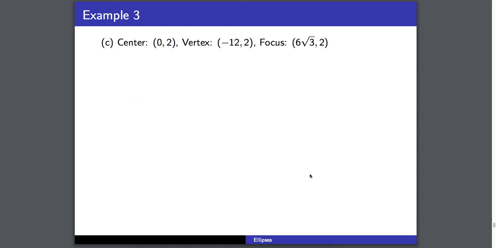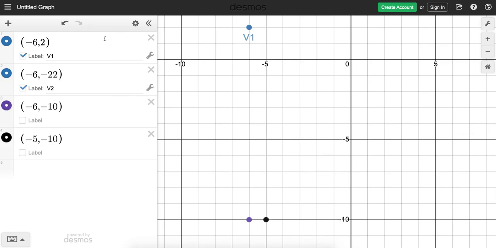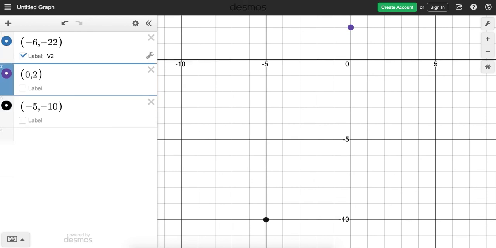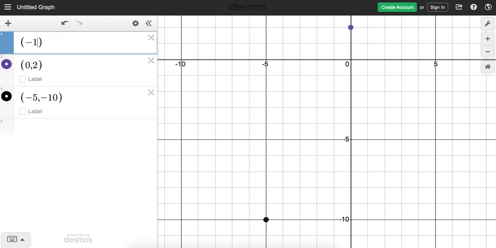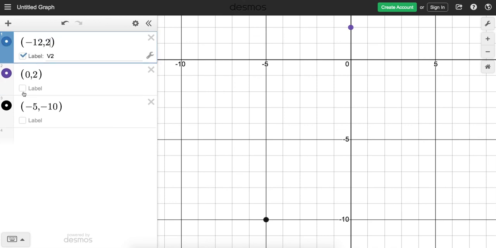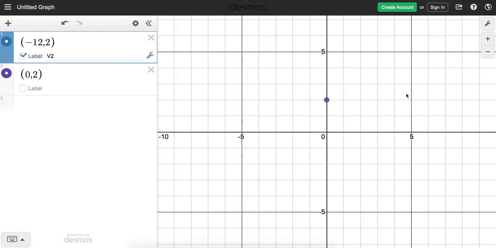All right, finally, part C, we have center at 0, 2, vertex at negative 12, 2, and focus point at 6 square root of 3, 2. So let's go ahead and, I could just change the center here, actually. So the center's at 0, 2. And this will be negative 12, 2. So changing this.